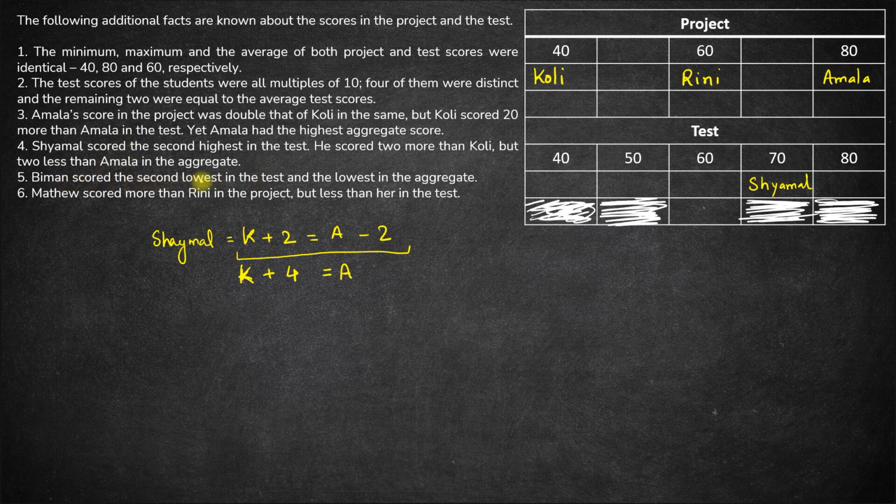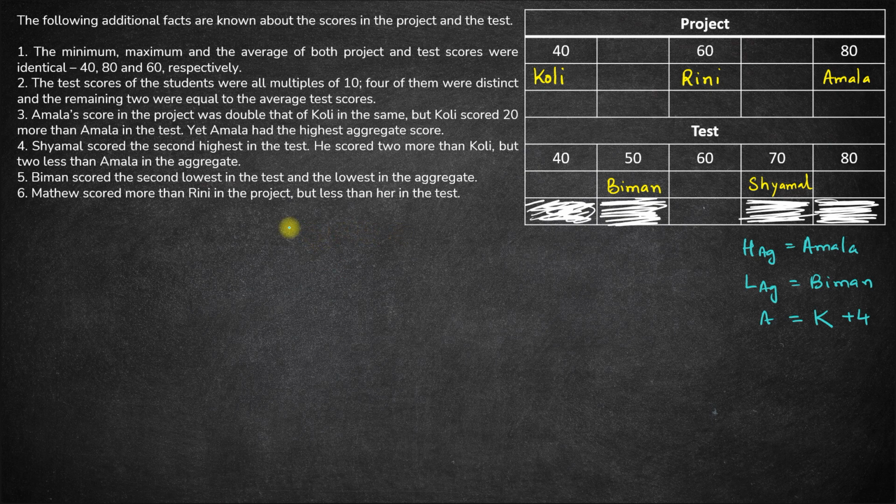Next, Biman scored the second lowest in the test. So in test, second lowest is 50. So Biman scored second lowest and the lowest in the aggregate. Okay, so Amala got the highest aggregate, Biman got the least aggregate. So we'll keep that in mind. Highest aggregate is Amala and lowest aggregate is Biman. And from here we know that Amala's aggregate is 4 more than Koli's aggregate.